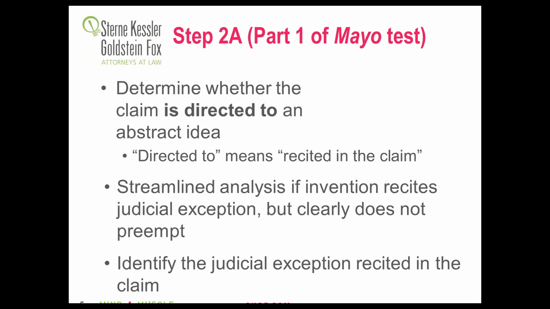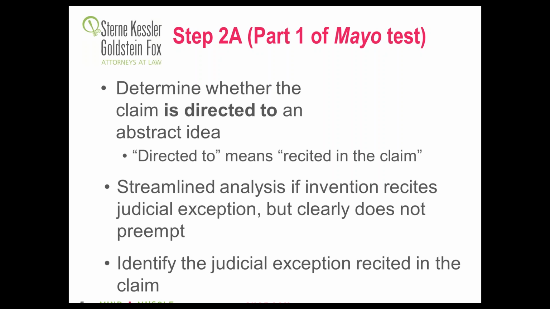The step 2A of the analysis, which is really part 1 of the Mayo test and the Alice test, really talks about the issue of whether the claim is directed to an abstract idea. And in this context, directed to, and there was some question about this early on, and these guidelines really kind of solidify what that means. Directed to in this context simply means that it's recited in the claim.